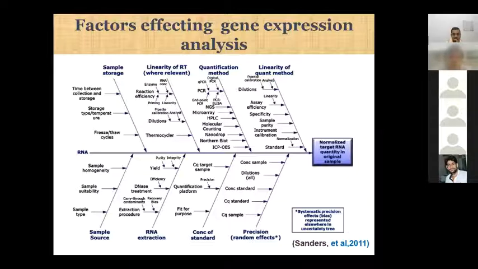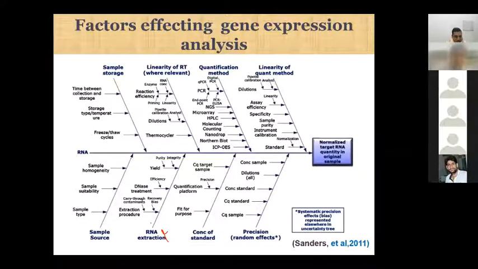Sample storage also hampers the reaction ultimately. So consider the time between collection and storage, the storage temperature, storage type, and freezing-thawing cycles. Similarly, the RNA extraction method. When you are going for a long experiment, you do not change the chemicals. For each and every RNA extraction, you use the same chemical. Otherwise, chemicals from different companies have different efficiency in the extraction process.